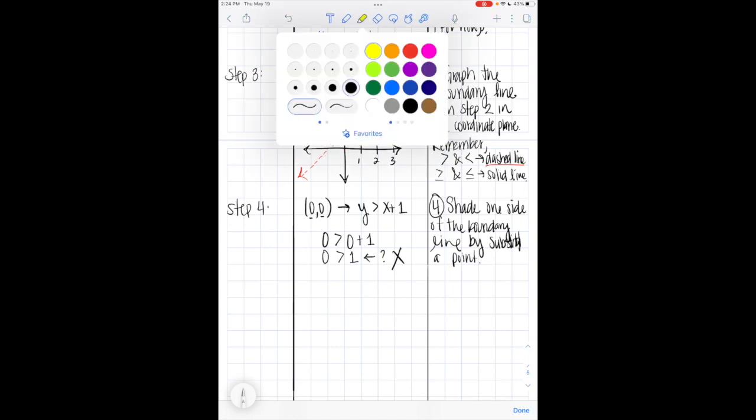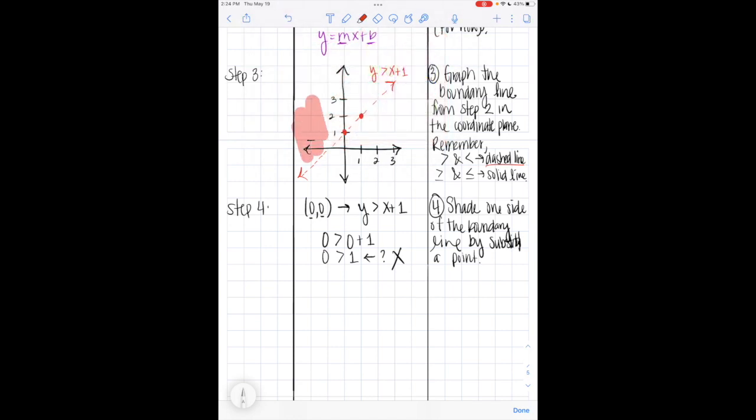We're going to shade the other side of the boundary line because again this right here is not true, which means that it's not including this point right here. It's including the other side.